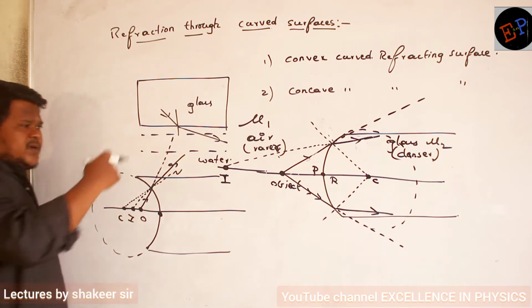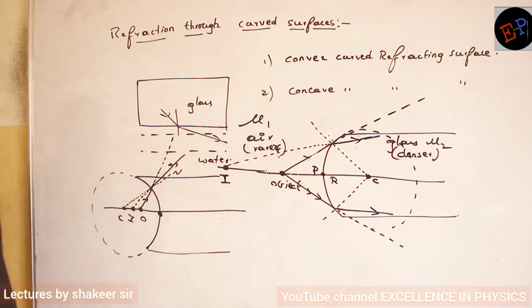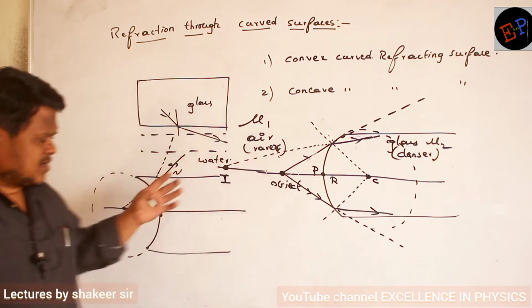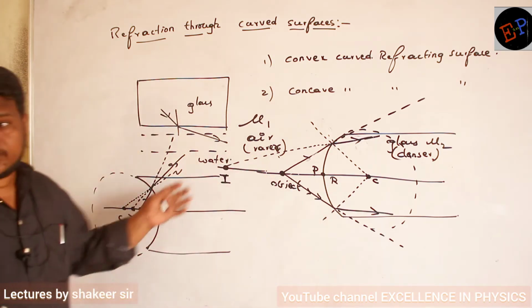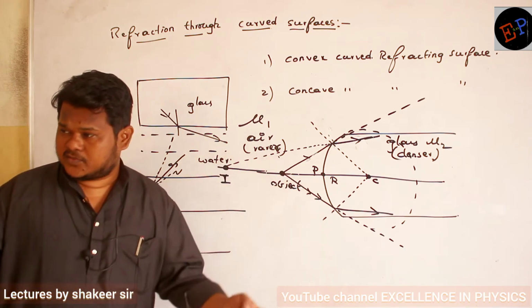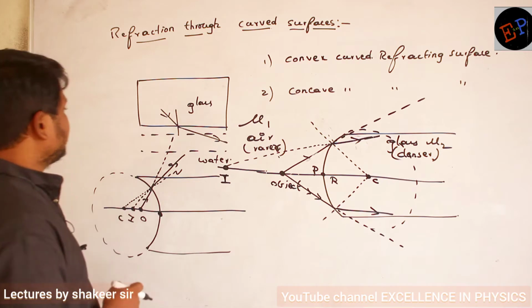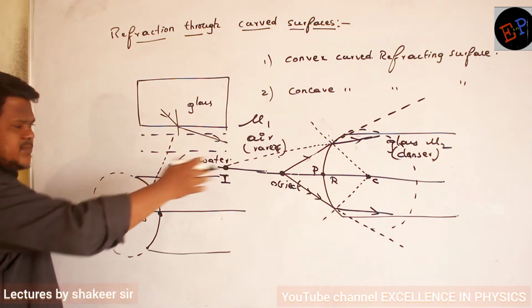So therefore, for any kind of refracting surface, whether it is convex or concave, either a real image is created or a virtual image is created. Are you able to understand? So we will write the cases here. Shall we write the cases? First make a note of these diagrams.